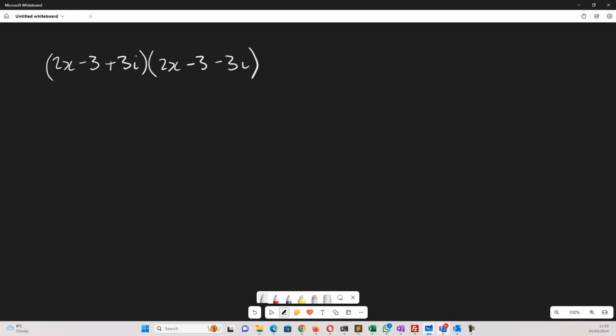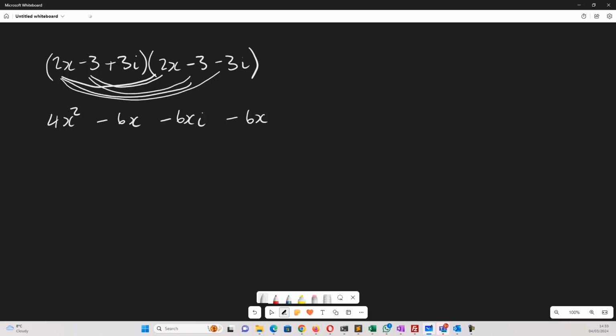So we'll multiply 2x by 2x, and that's going to give us 4x squared. Then we're going to multiply 2x times minus 3, so that's going to give us minus 6x. Then we're going to multiply 2x by minus 3i, and that is going to give us minus 6xi. Then we're going to multiply minus 3 by 2x, so that's going to give us minus 6x. Then we're going to multiply minus 3 by minus 3, so that's going to give us plus 9. And then we're going to multiply minus 3 by minus 3i, which is going to give us plus 9i.